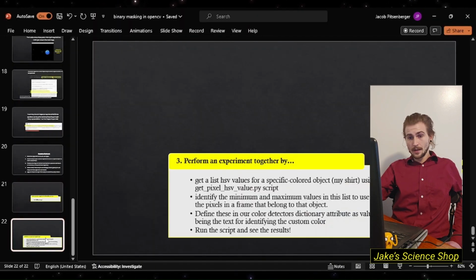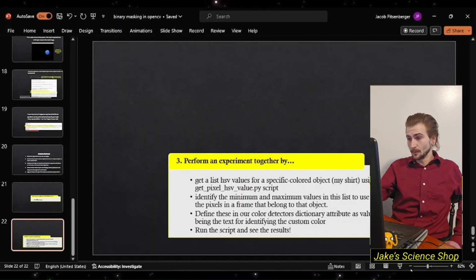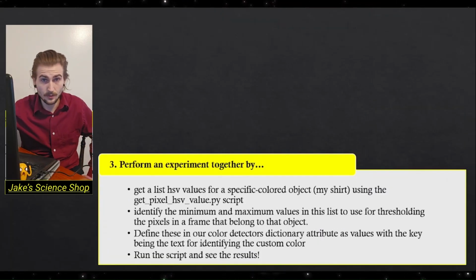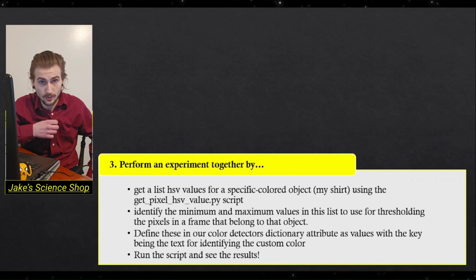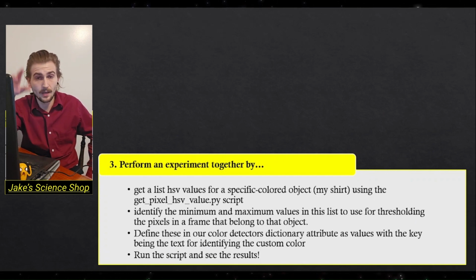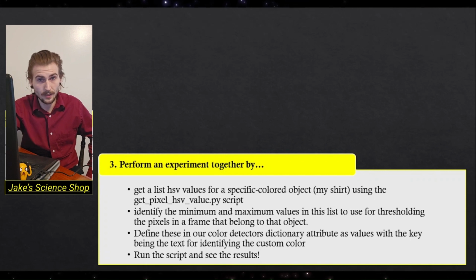So next, let's perform an experiment together. So what are we going to do? We're going to get a list of pixel HSV values of my shirt by using the getPixelHSVValue script, and then we'll specify the upper and lower bounds both programmatically and with ChatGPT, just to see the use of both. After this, we're going to go ahead and enter that into our dictionary and test it out. So let's do it.